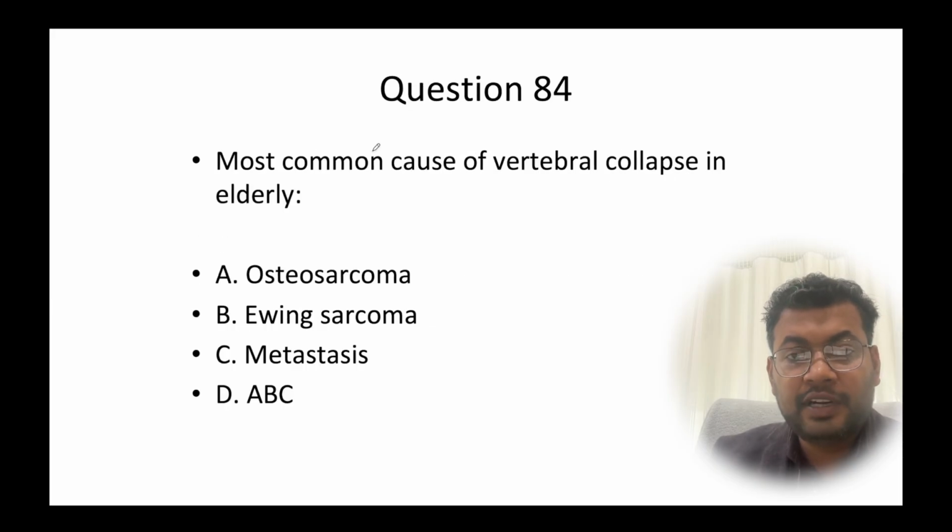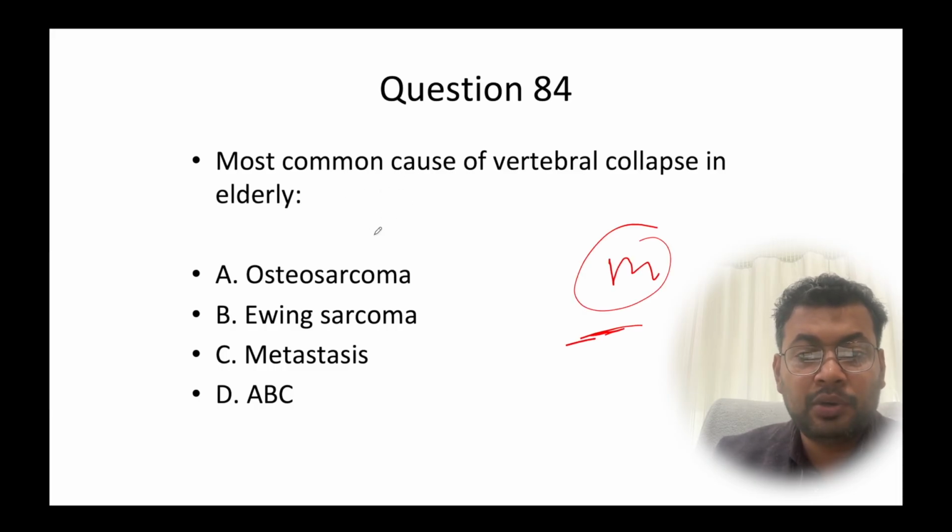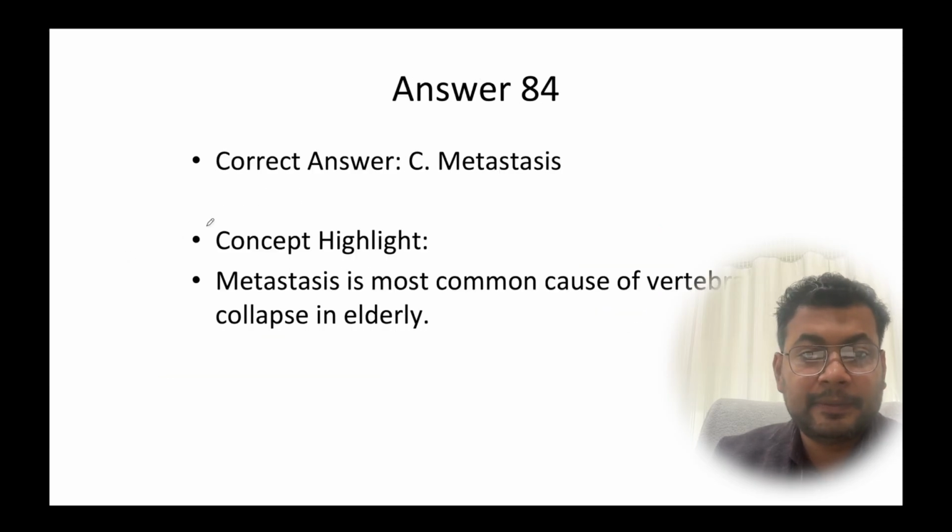Most common cause of vertebral collapse in elderly. So most common means the most common tumor is metastasis, and the most common cause of collapse in spine should be metastasis. The answer is C, metastasis.